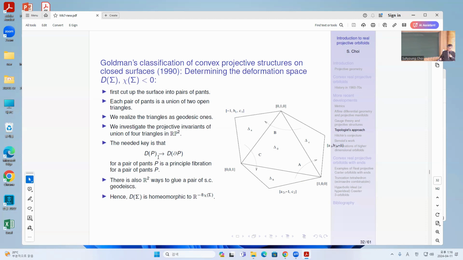and then you have to do some fibration over the diagonal subspace where the boundaries are matching, and then you have to do the gluings, and the gluings are parameterized and so on. So that's how you can show these things.